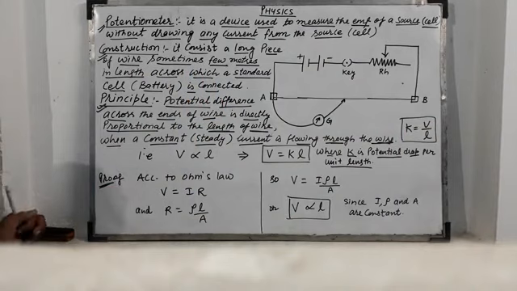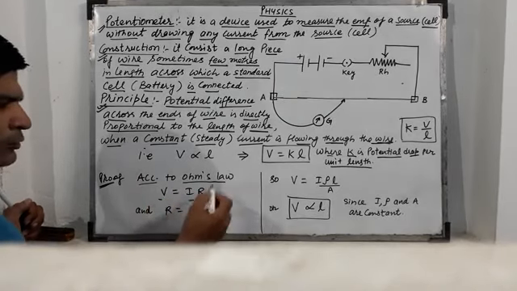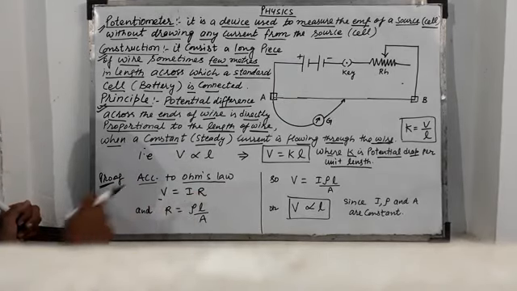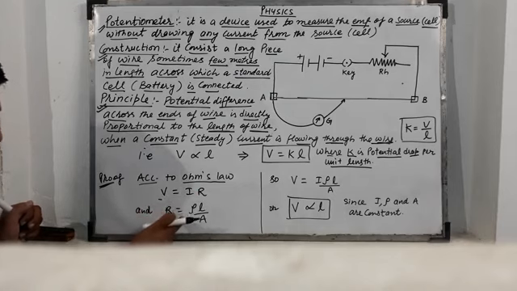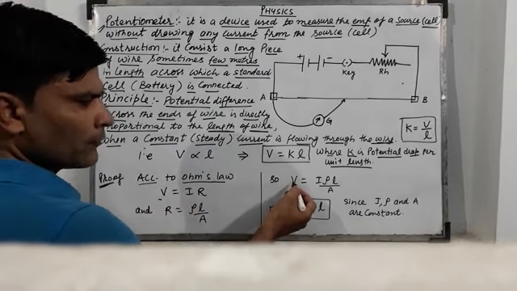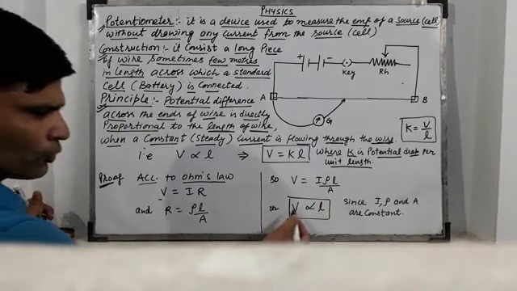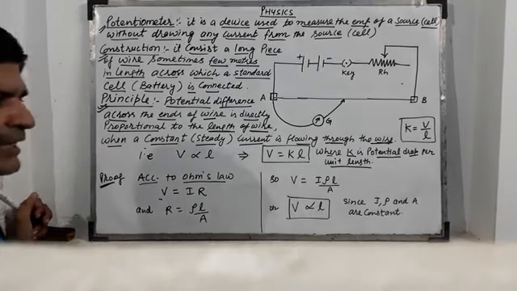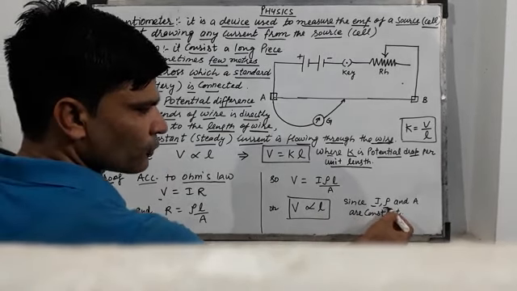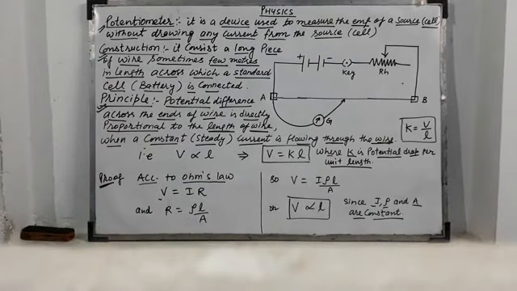The proof of this principle: according to Ohm's law, V is equal to IR, and R is equal to rho L upon A. So from both, V is equal to I rho L upon A, or V is proportional to L, because I, rho and A are constant.